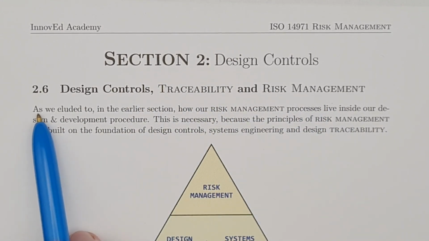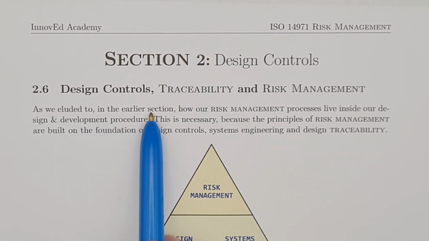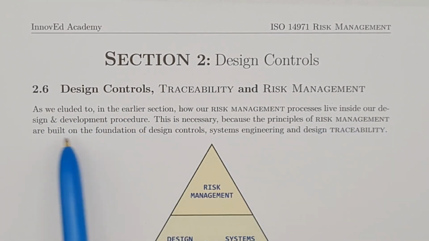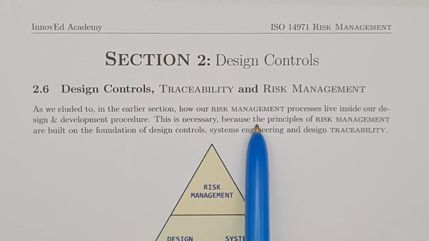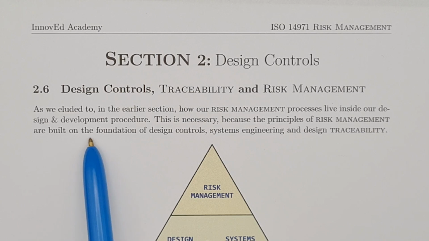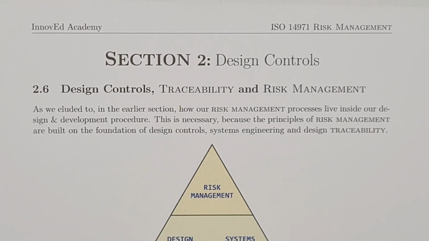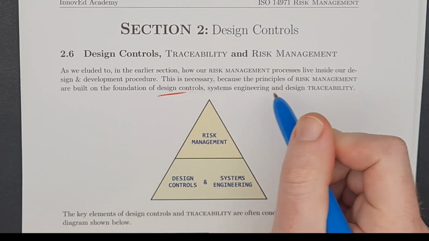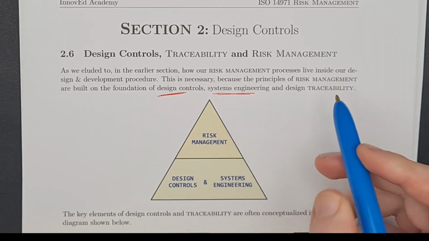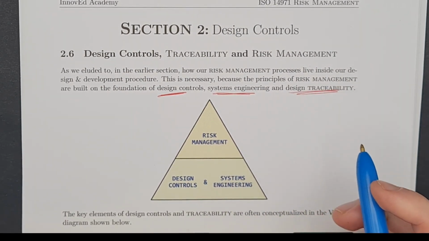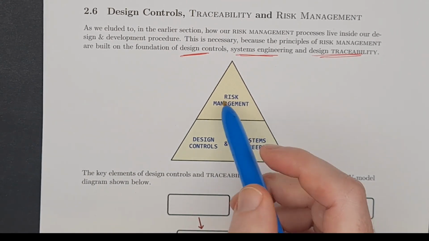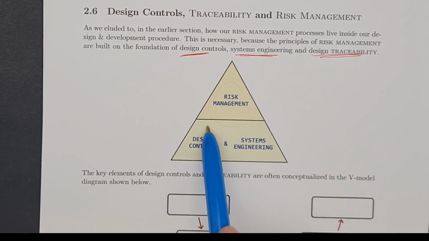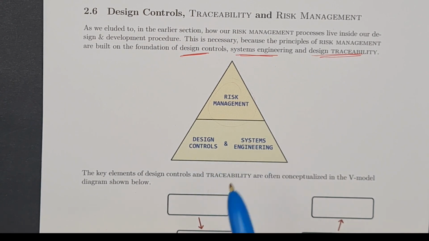As we alluded to in our earlier section and lessons, our risk management processes live inside our design and development processes. And this is of course necessary because the principles of risk management are built on the foundation of design controls, systems engineering principles, and design traceability. A good way to conceptualize this is as a bit of a pyramid. We have risk management at the top, and we have design controls and systems engineering at the bottom.